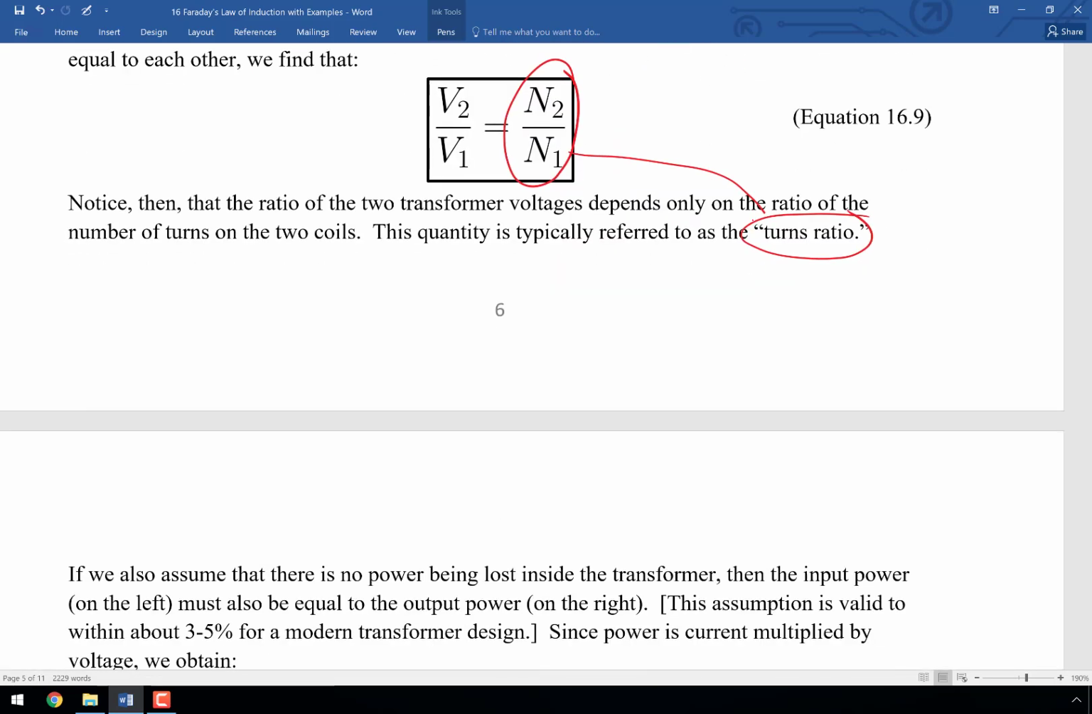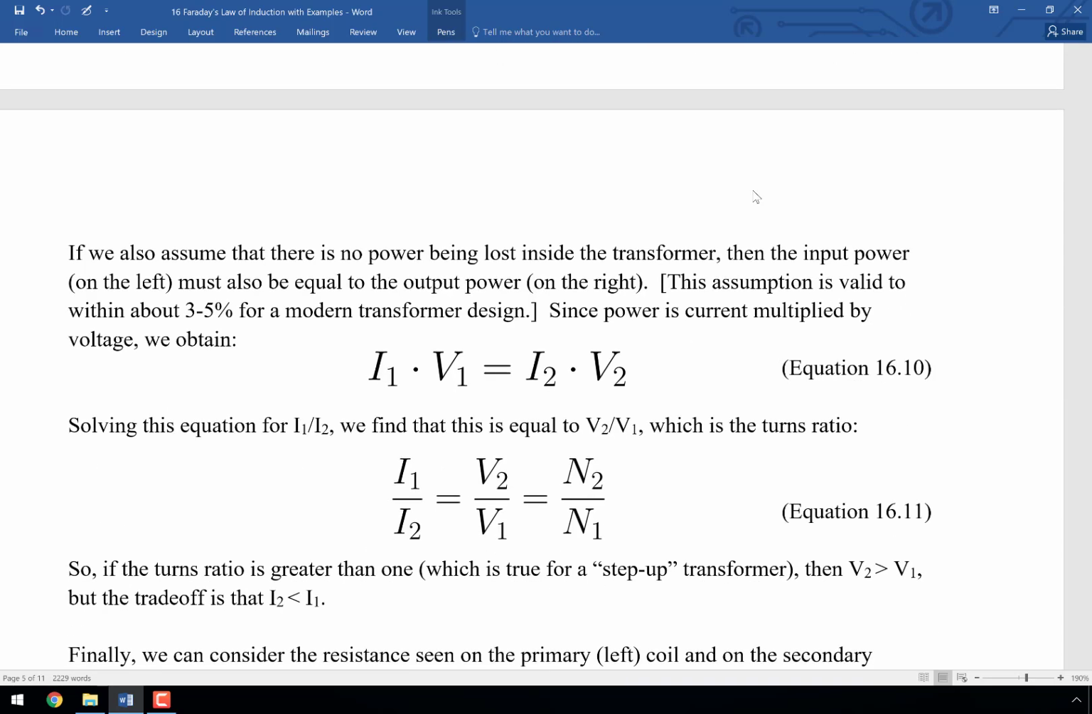So that gives the relationship between voltages, but the question is, what is the relationship between the currents? Because I mentioned last time that if you step up the voltage, there's a trade-off, and that is that you have to step down the current. Well, how much do we step down the current? The answer is based on the fact that we're going to assume that there is no power being lost inside the transformer. So that means that P1, the power at the input, is equal to the power at the output. Now that's true to within about 3 to 5% for a modern transformer.